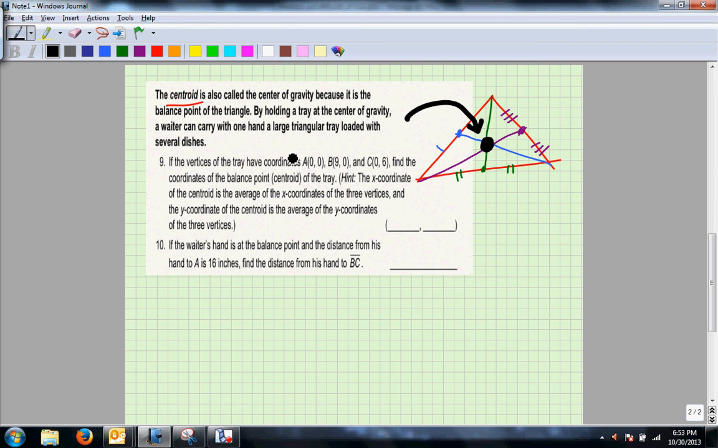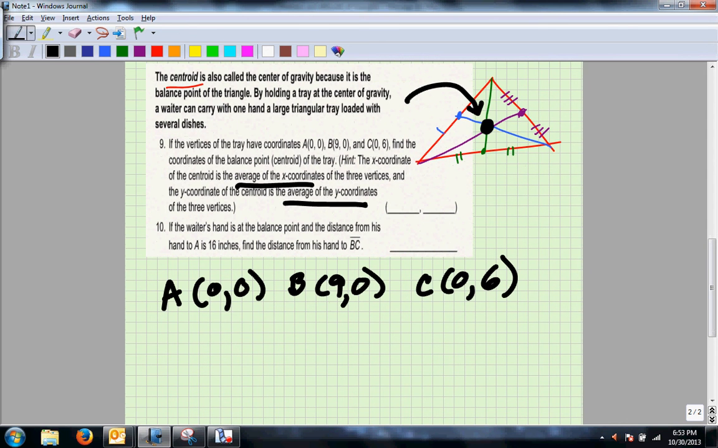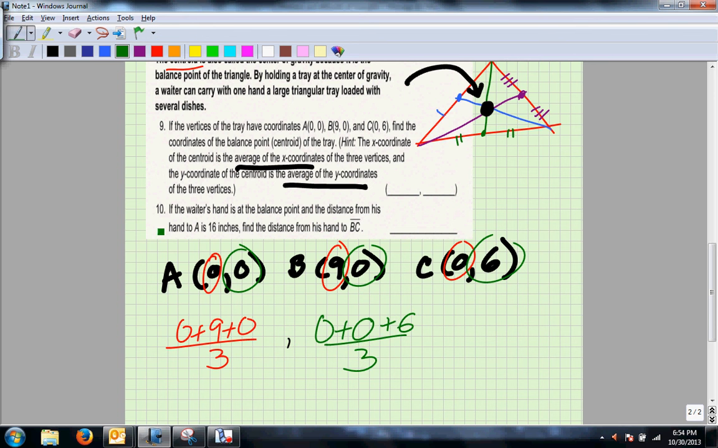It says, if the vertices of a triangle have these coordinates, to find the coordinates of the balancing point, you simply average the x coordinates, and then you average the y coordinates. So here, if A is at 0, 0, and B is at 9, 0, and C is at 0, 6, to figure out where the centroid should be, you average the x's: 0 plus 9 plus 0, divided by 3, and then you average the y's. So your centroid is going to be at 3, 2.